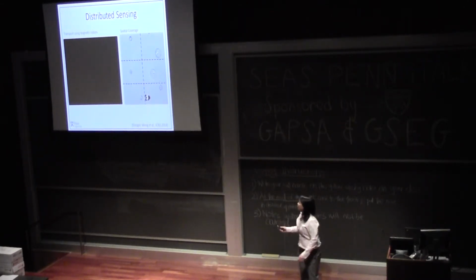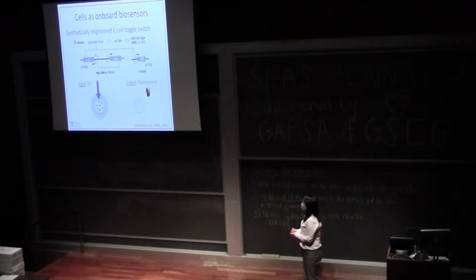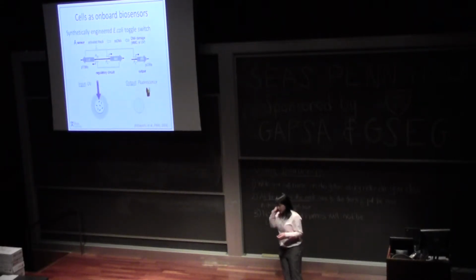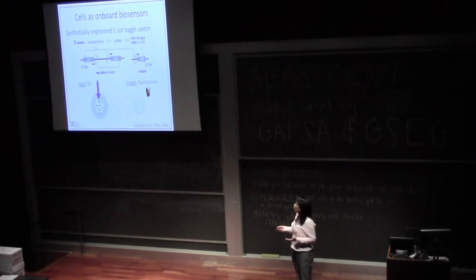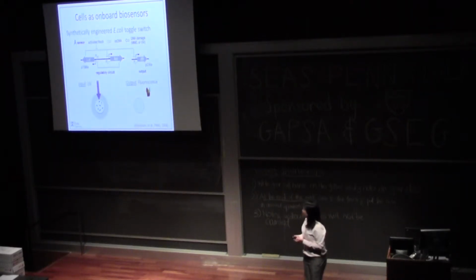So how do we do this with biology? We know that biology is really good at sensing the environment. Synthetic biologists have gotten to a point where they can engineer different behaviors using synthetically engineered E. coli. So in our case, we're using an E. coli toggle switch cell, which is able to take a UV input. If it detects UV light, it's able to give us an output of fluorescence.